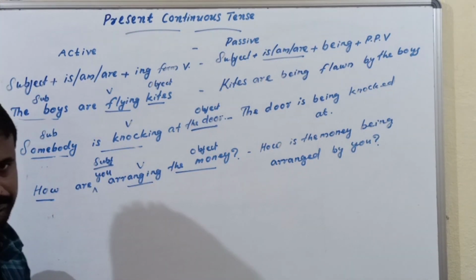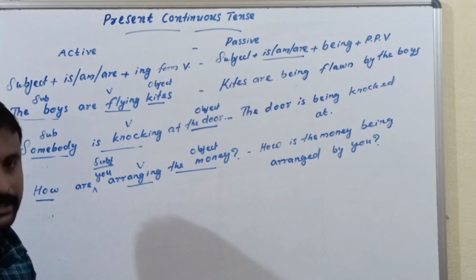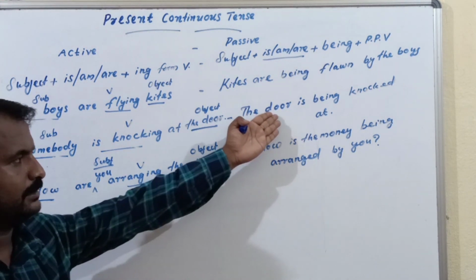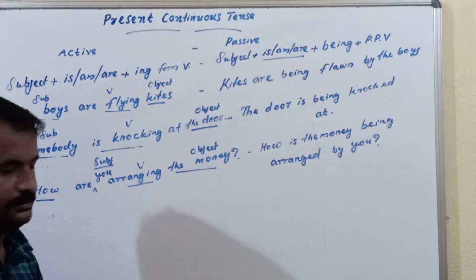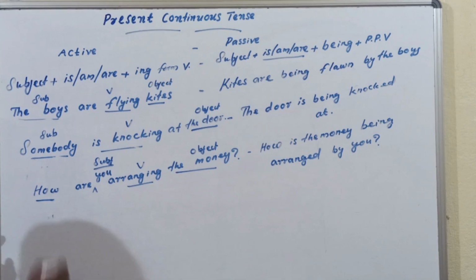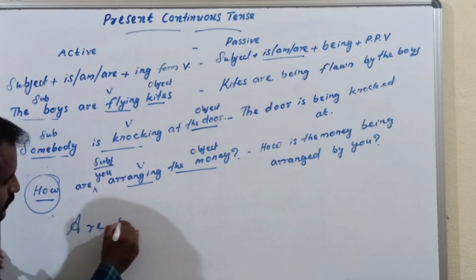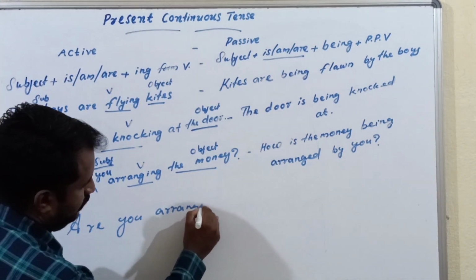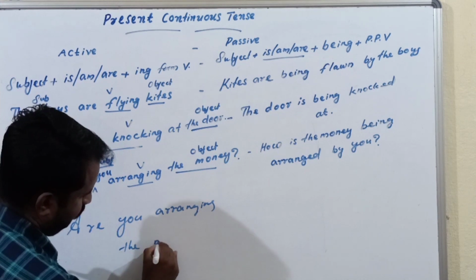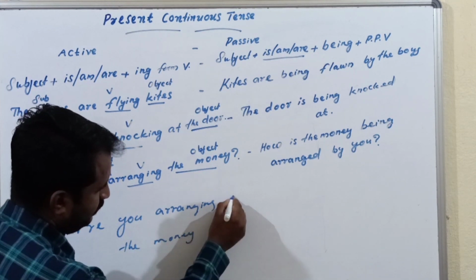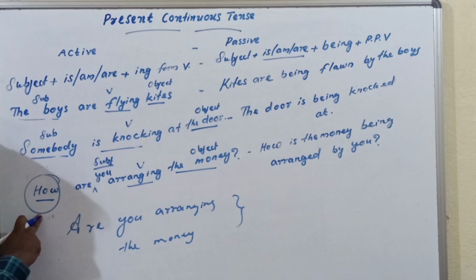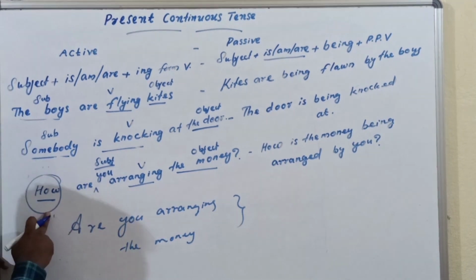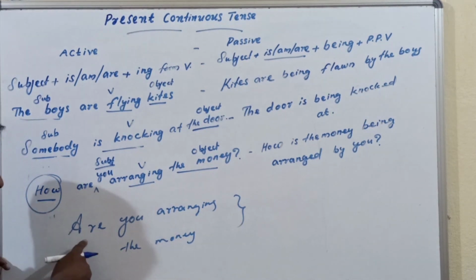And if it was somebody, it would not be compulsory. If it was mentioned as somebody, it was not compulsory like that. Did you understand? That means here you see the how. Are you arranging the money? Simply, are you arranging the money? Instead of that, I am writing here, are you arranging the money? That is an interrogative one. Sorry, it is a yes or no question.